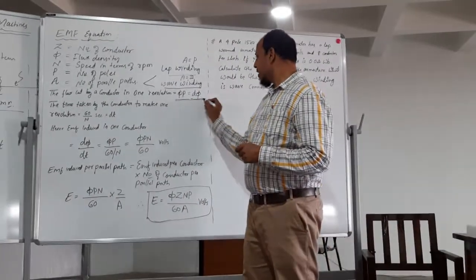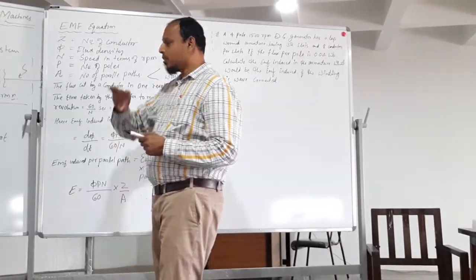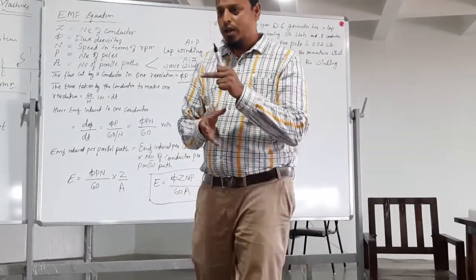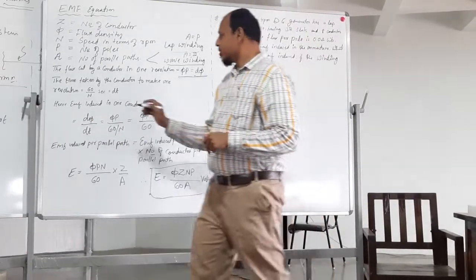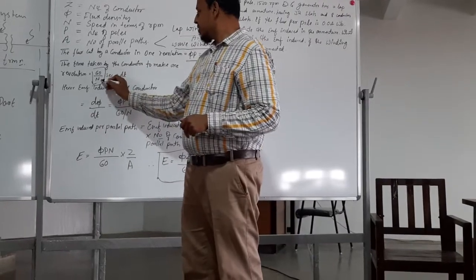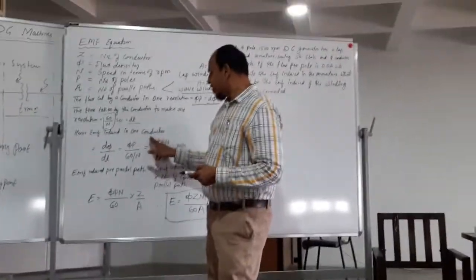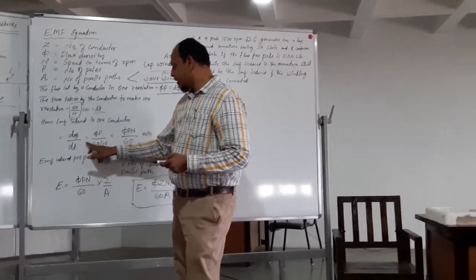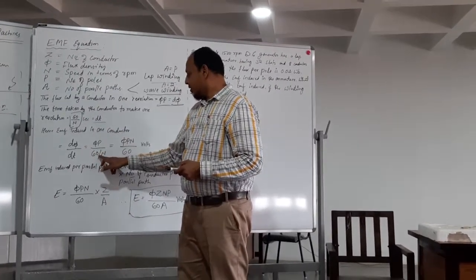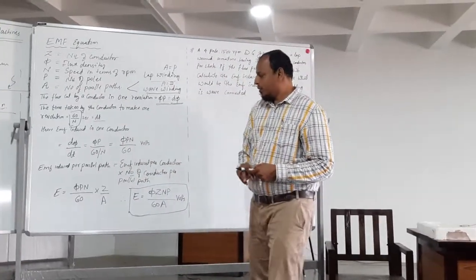That change in flux we are considering here is phi into p. The revolution means this armature, due to the influence of the south pole and the north pole, gets rotated, and its rotation is considered per minute, that is 60 divided by n, per second, that is the change in time. Hence the EMF induced in one conductor is d phi by dt, that is phi p, and on substitution of dt as 60 by n, therefore phi p n divided by 60 volts we are getting here.